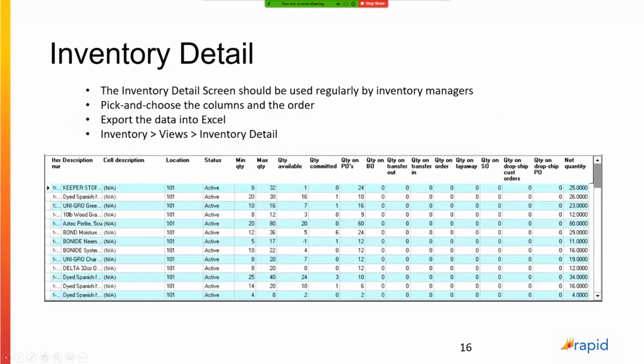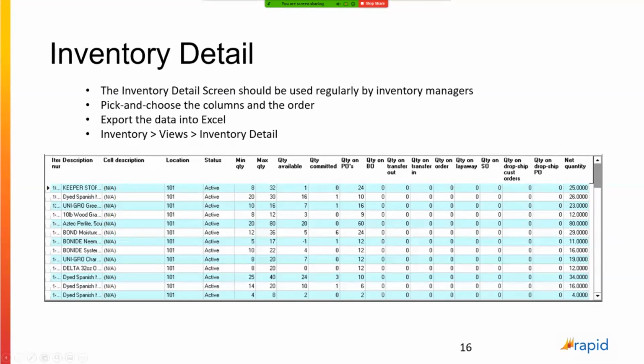You can also export this data into Excel so that you can then create filters and sorts and go crazy in Excel doing whatever you want to do. And this screen is found in Inventory, Views, and Inventory Detail. Let's take a quick look at it. You can see we've got the description of the item here, showing the location and the status. If you had min and max quantities, you could see those set.